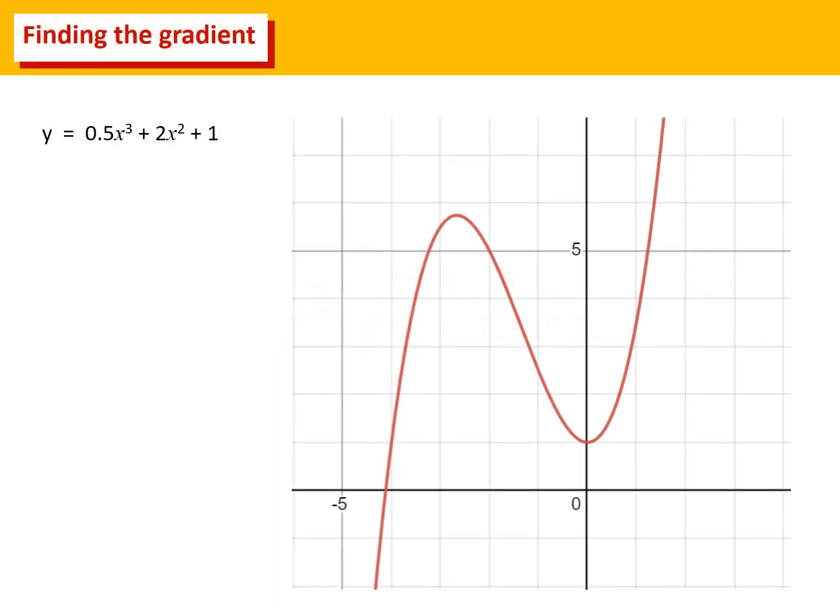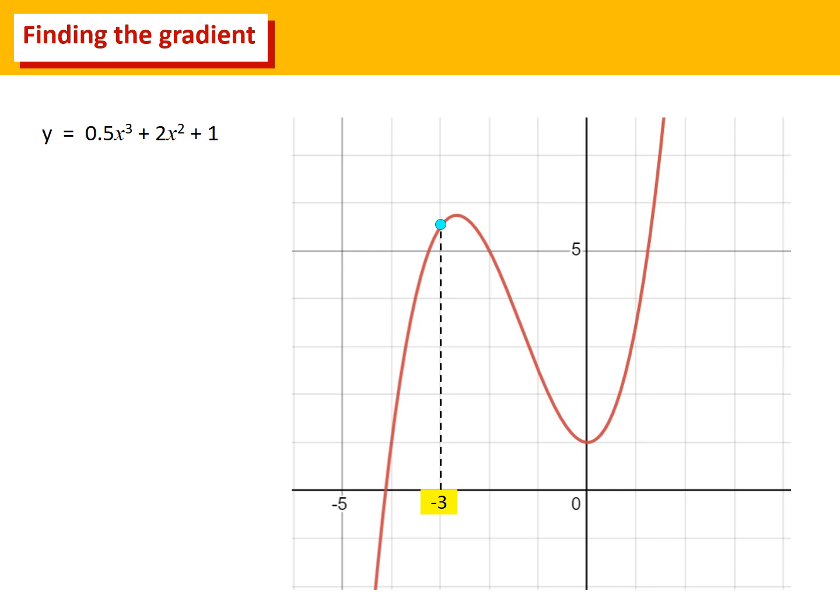So here's a graph, and the equation of the curve is given to us there as half x cubed plus 2x squared plus 1. And imagine I'm interested in the gradient, the slope of this graph at the point where x is -3, which I've marked on there. So that would be the point we're talking about. What was the slope, the gradient of the curve at that point?